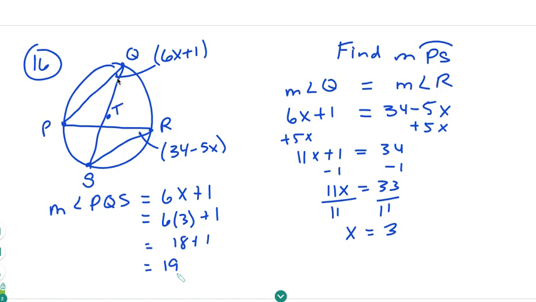Inscribed angles are half of the arc. So that means the measure of arc PS is going to equal 2 times angle PQS. 2 times 19 is going to be 38 degrees.